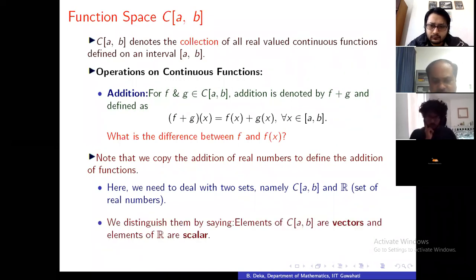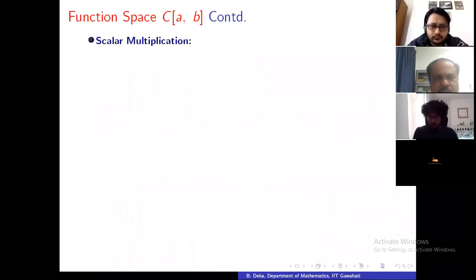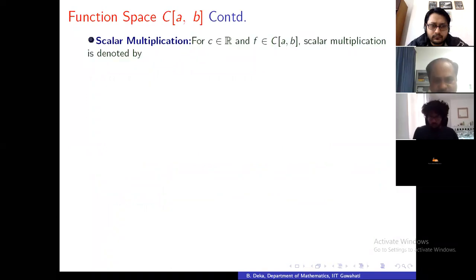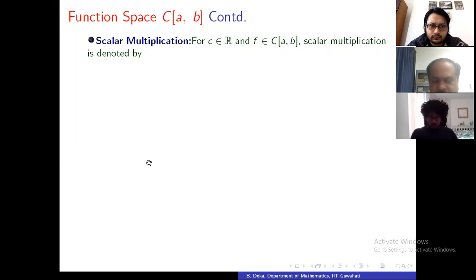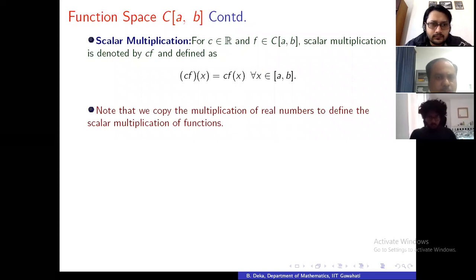To distinguish between them, we call a member of C[a,b] a vector and a member of R a scalar. Once you define the scalar and the vector, that gives the flexibility to define scalar multiplication of a function. If c is a real number and f is a continuous function, then cf will be another function, defined by (cf)(x) = c f(x) for all x belonging to [a,b]. Now, this gives a nice structure to C[a,b].